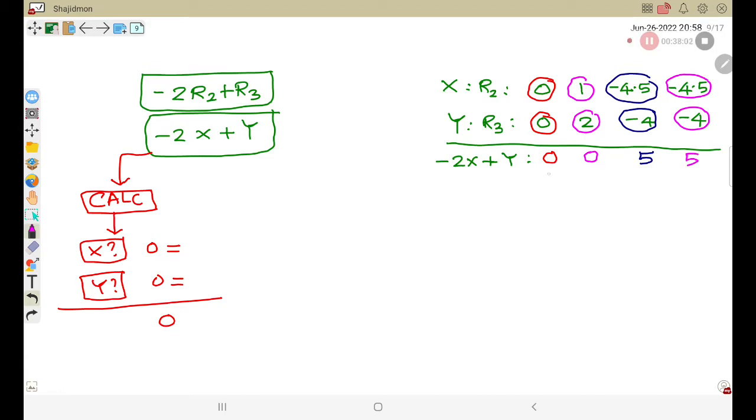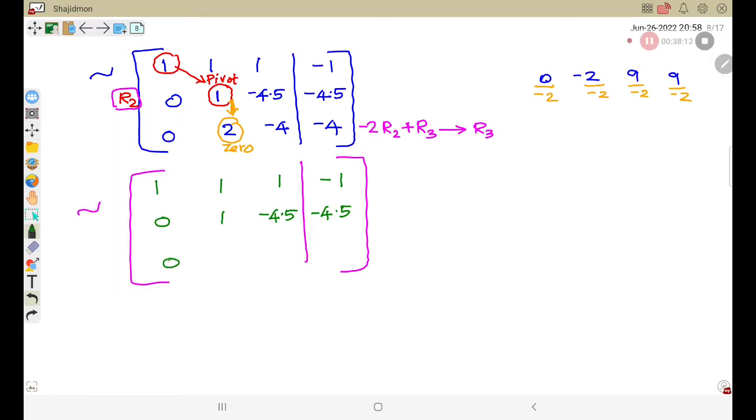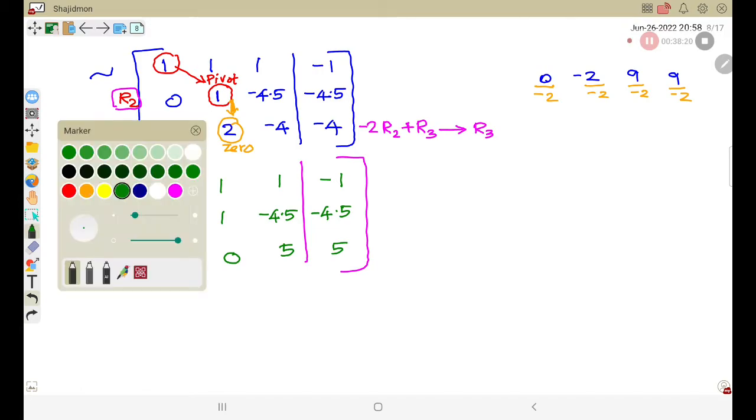This is the new output row, new R3. So I can write here the numbers 0, 0, 5 and 5. I hope all of you are getting it. Now see, once you finish this one, you can stop. Now you can check the matrix.